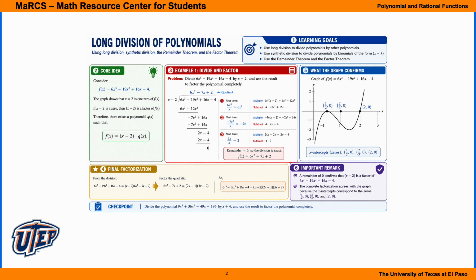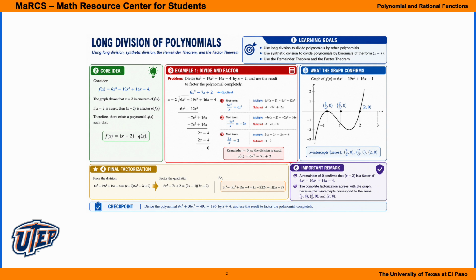Now we can bring down the 16x term. Negative 7x squared divided by x is equal to negative 7x. Now we can multiply back the negative 7x to the x minus 2, and that'll give us negative 7x squared plus 14x. Now we can subtract. Negative 7x squared plus 7x squared cancels out, and 16x minus 14x will give us positive 2x. Now we can bring down the last term, which is negative 4. So 2x divided by x gives us positive 2.